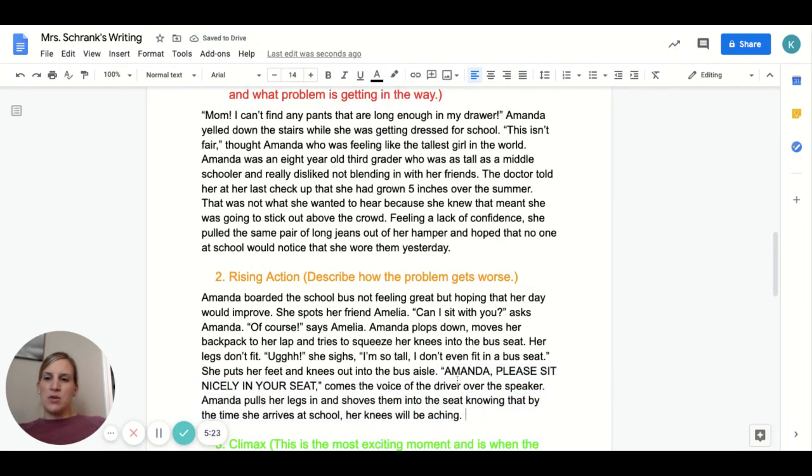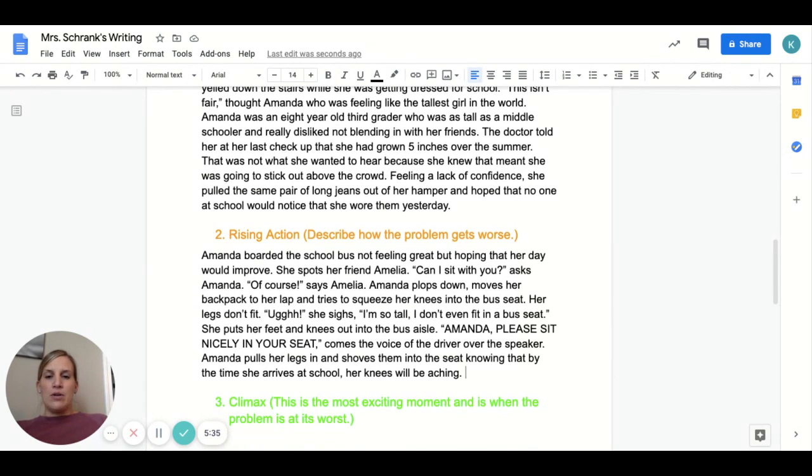So another place where you've got that dialogue or that interaction that just kind of makes the problem worse for her is that the bus driver notices and makes her fit her legs into the seat, and it's not comfortable for her. Okay, now that was just like 3 minutes of time.